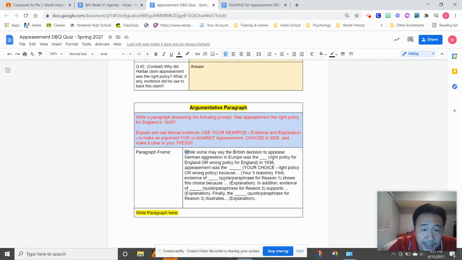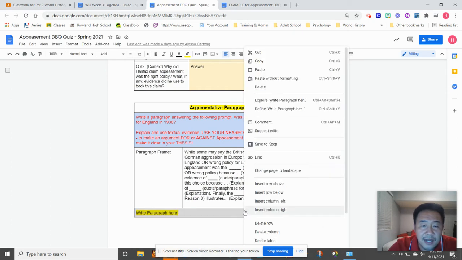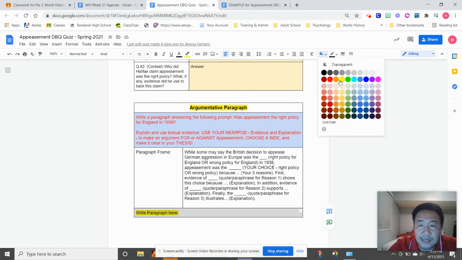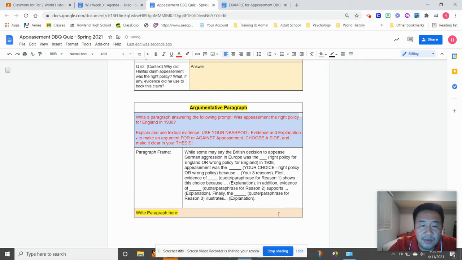And you can see here's the sentence frame. And so the sentence frame is actually what you should be writing here, where it says write paragraph here. I am actually going to change the color of this because down here, I think it also should be this kind of beigey color because hey, you need to be writing in that, okay? All right, so you should be writing a paragraph in here and follow this paragraph frame, okay?